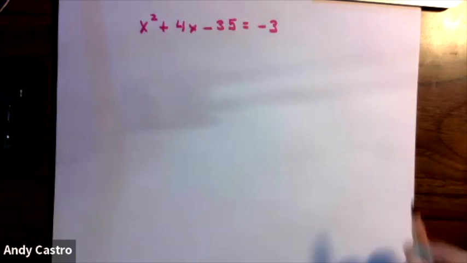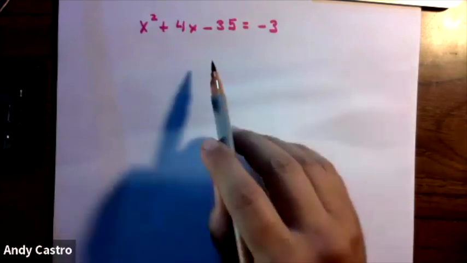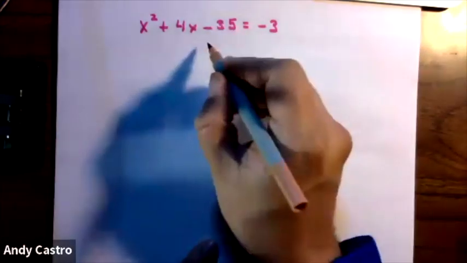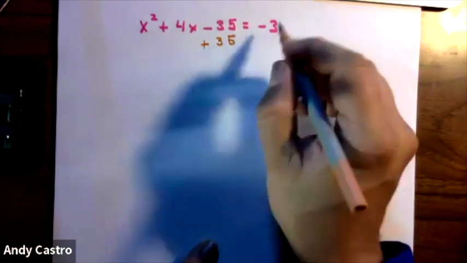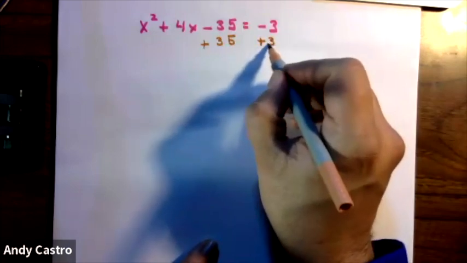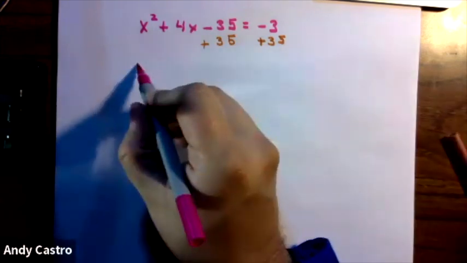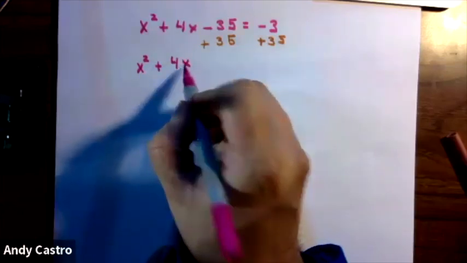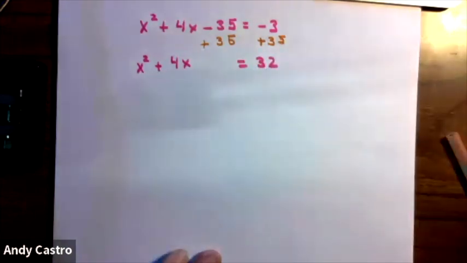Okay. In order to get this into a form where I can complete the square, I want to get rid of my c. I'm going to move that over here. So I'm going to add 35 to both sides. So I have x squared plus 4x is equal to 32.